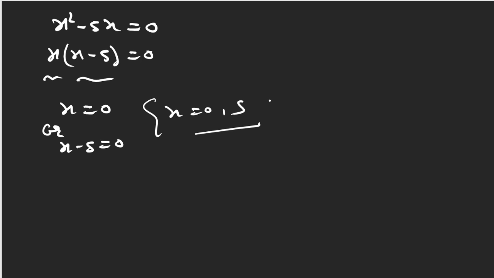So x is equal to 0 or 5, or both are correct. If x is equal to 0, the equation is satisfied. If x is equal to 5, then this equation is also correct, meaning it will be 0. So the value of x can be either 0 or 5. Either 0 is correct, 5 is correct, or both are correct. So this is how we do factorization, and this is the method we use to solve quadratic equations quite often in physics.